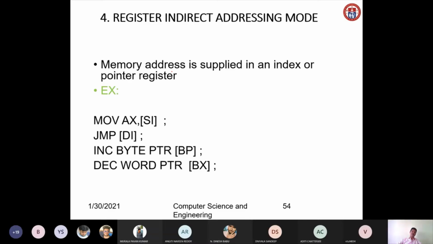Previously we were giving the memory address directly, but here the memory address is supplied in an index or pointer register. Instead of giving it directly, we give the address in either an index register or a pointer register. These are the index registers, source index and destination index: SI means source index and DI means destination index. And these are the pointer registers, base pointer: BP means base pointer. That type of addressing mode is called register indirect addressing mode.